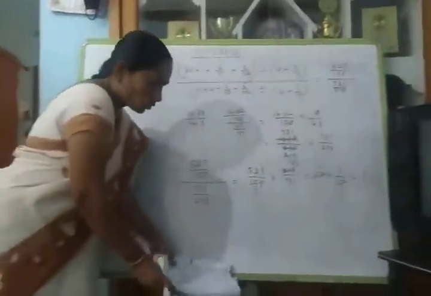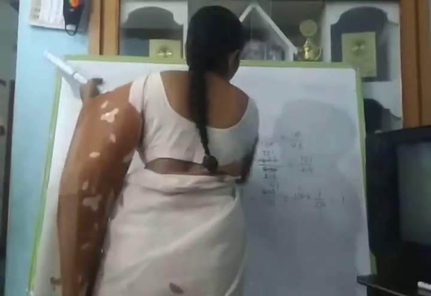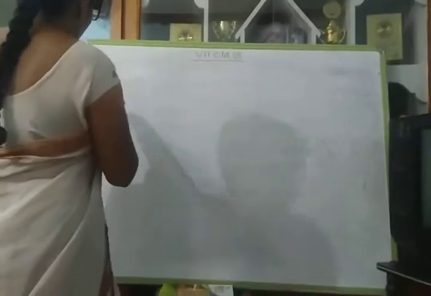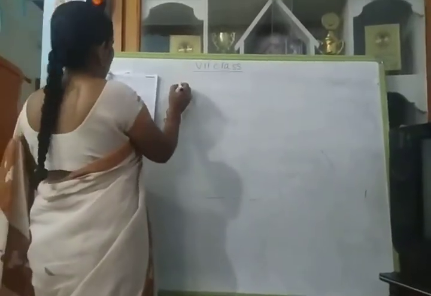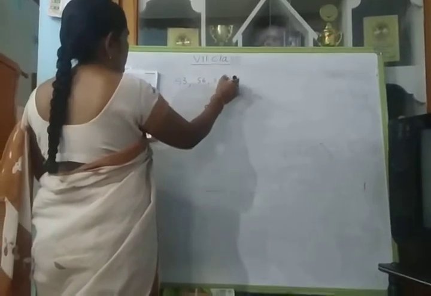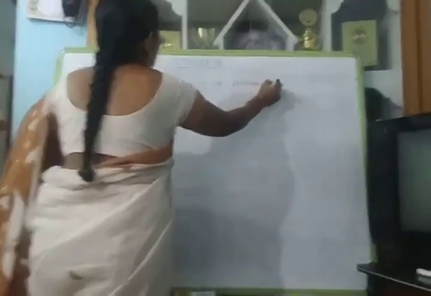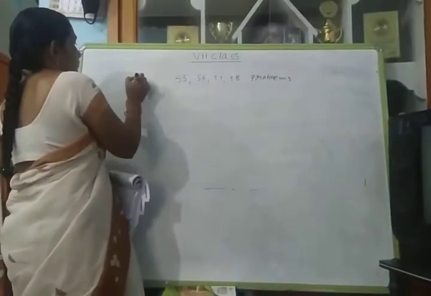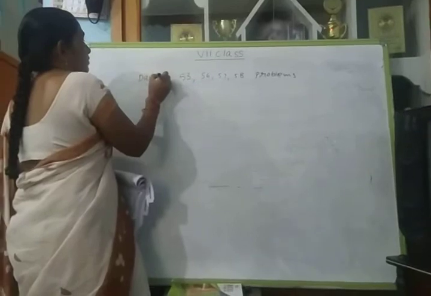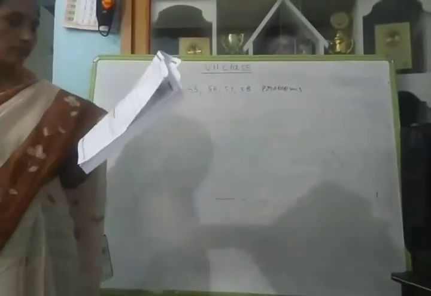So today's homework problems: 53, 56, 57, 58. These problems are homework problems: 53, 56, 57, 58.